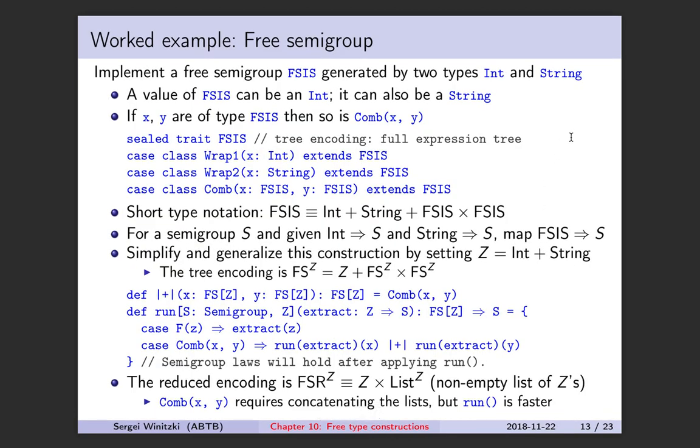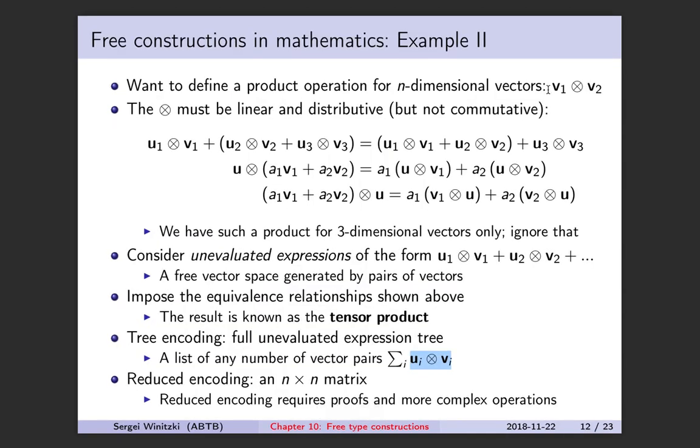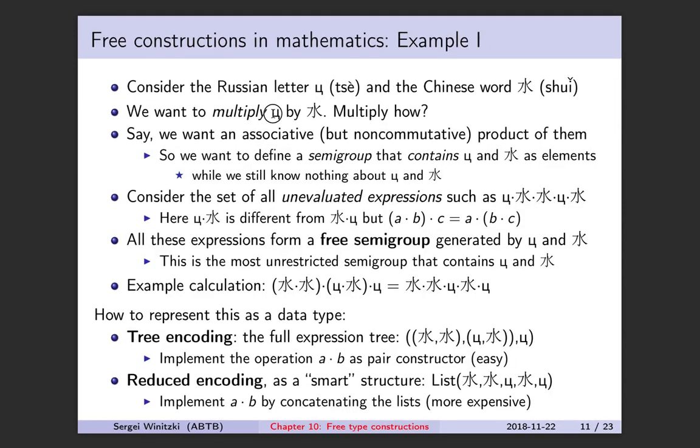So this is why we use the word free construction. Basically we can use the mathematics intuition to implement data structures with properties generated by things that don't have these properties. You see, the common topic here is that I wanted to define an operation for things that don't have this operation. Like I wanted to multiply a Chinese and Russian together. It's a word and a letter. It's not defined, but I want to define it in some way, and I can in a free way.